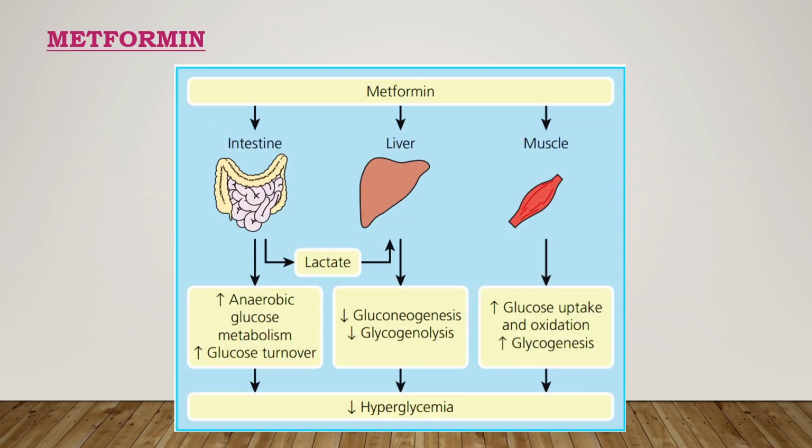What does metformin do? Metformin has a wide variety of actions. In the intestine, it increases anaerobic glucose metabolism and glucose turnover. There's a term written here known as lactate, which we'll be discussing in a while. In the liver, it decreases gluconeogenesis and glycogenolysis, that is, it decreases hepatic glucose production. In the muscle, it increases glucose uptake, oxidation and glycogenesis. Eventually, all these lead to decreased hyperglycemia.